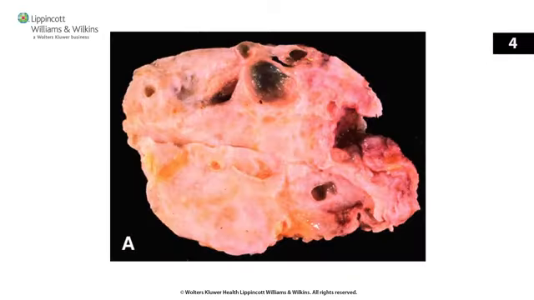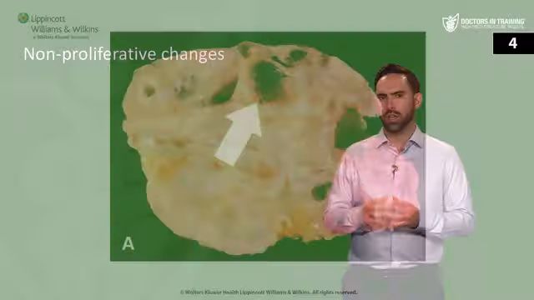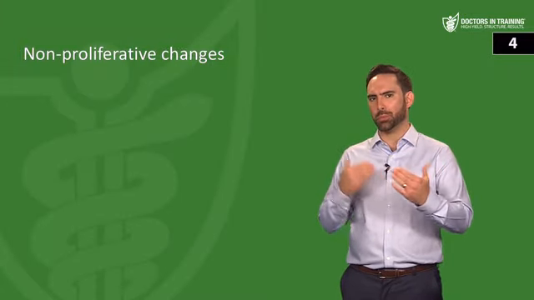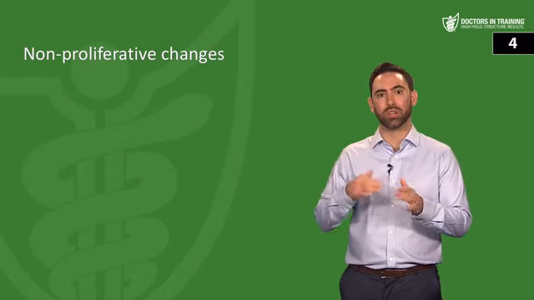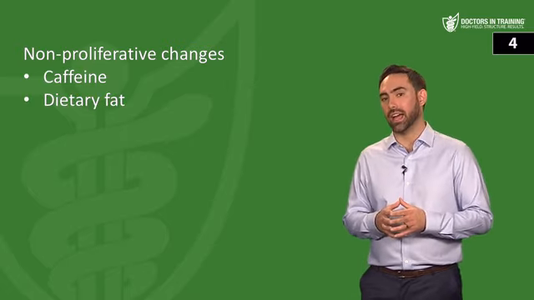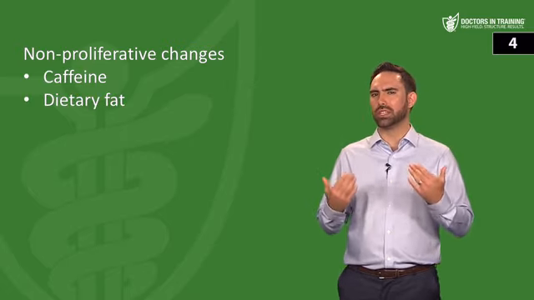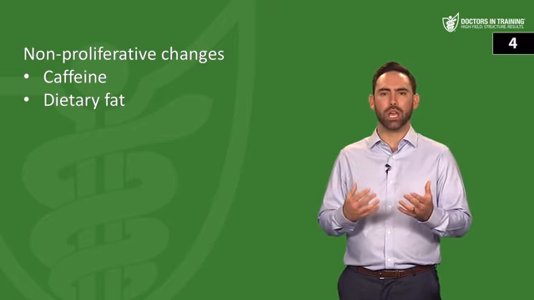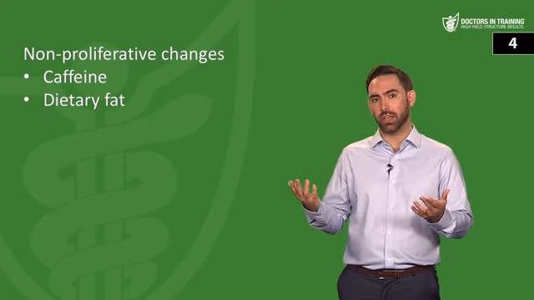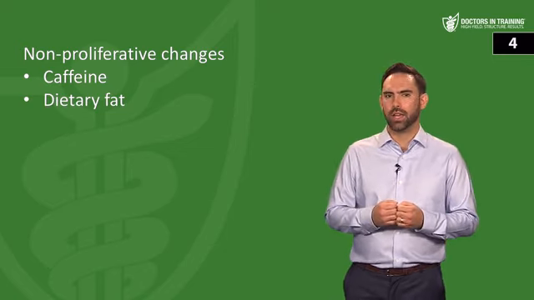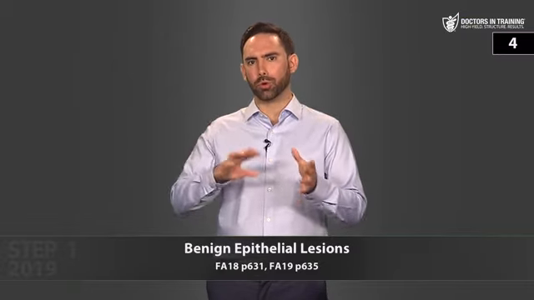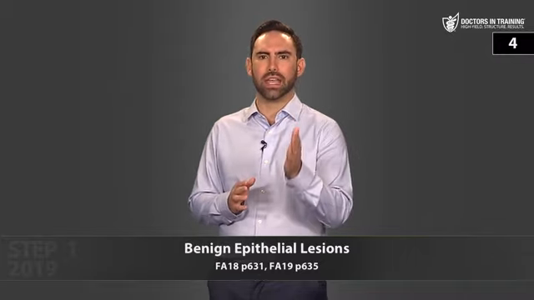Here we see a gross specimen of fibrocystic change, and you can see cystic cavities, including this one, which is vaguely bluish, and the rest of the lump is just dense fibrous connective tissue. The other thing to mention is that these non-proliferative changes can sometimes be caused by caffeine or dietary fat. So if women are really symptomatic with cyclical pain from these changes, decreasing their caffeine intake can really help with their symptoms.